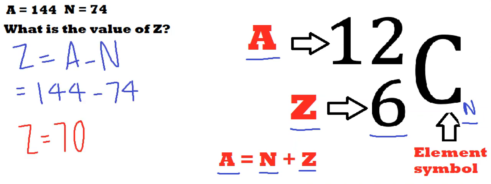So let's apply this equation to a practice problem. Say that you are given the values A equals 144 and N is equal to 74, and you are trying to find the value of Z, the proton number. All you have to do is rearrange the equation to solve for Z. Then you plug in your known values, which are A and N, and calculate that Z is equal to 70.